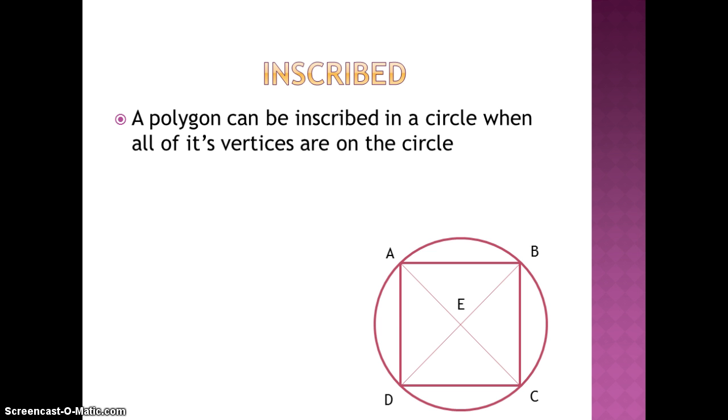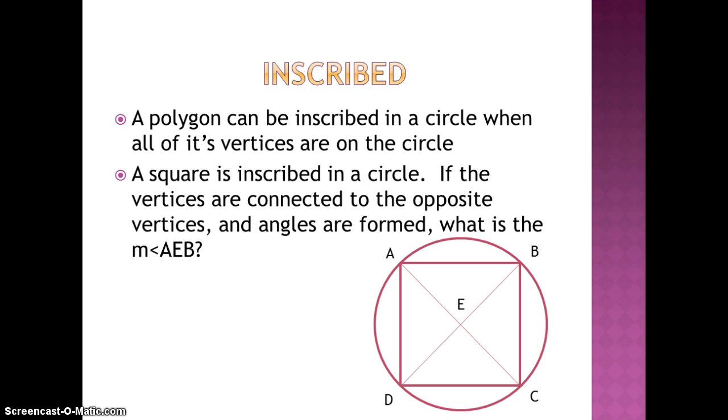Inscribed. A polygon can be inscribed in a circle when all of its vertices are on the circle. A square is inscribed in a circle. If the vertices are connected to the opposite vertices and angles are formed, what is the measure of angle AEB?